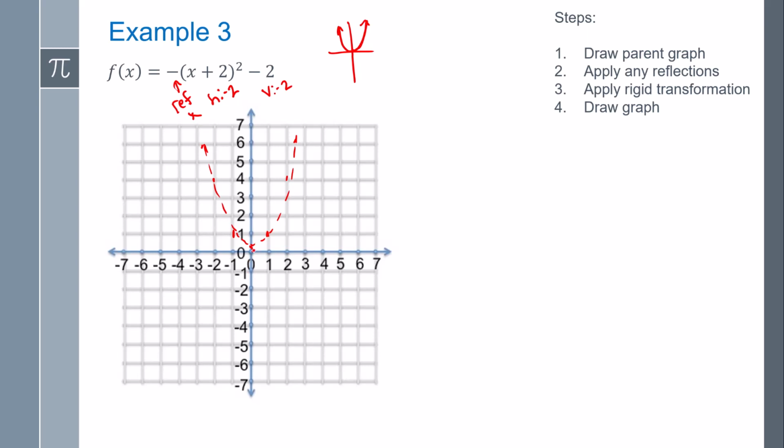Now the reflection. So now it's going to get reflected down. Now I can apply the transformation. So it's going to move over 2 spaces and down 2 spaces. So from there, I can draw in my graph.